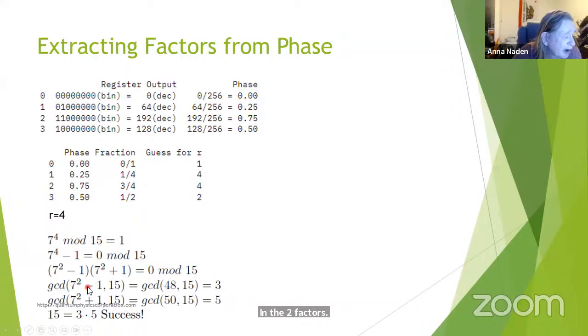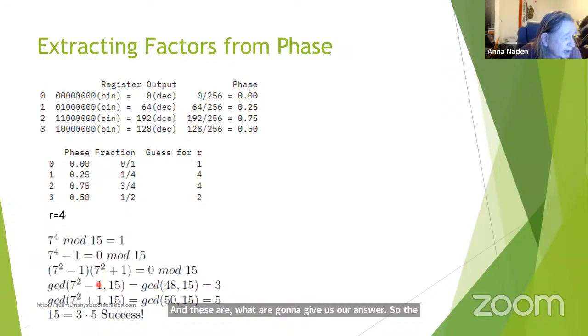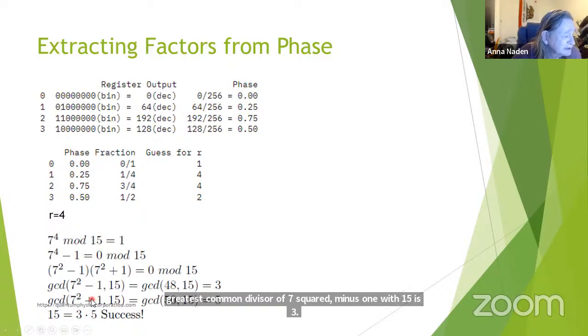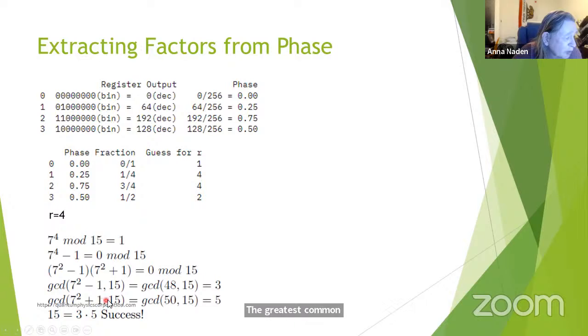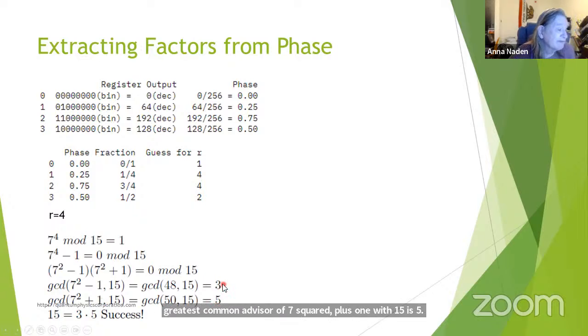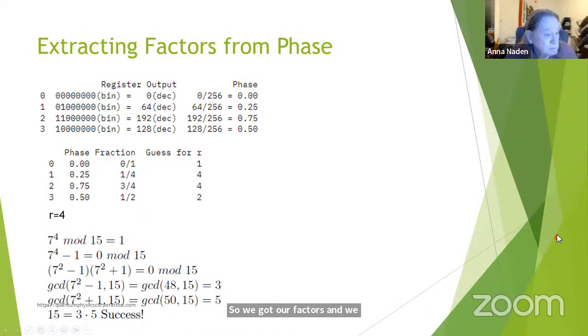So the greatest common divisor of 7 squared minus 1 with 15 is 3. The greatest common divisor of 7 squared plus 1 with 15 is 5. So we got our factors and we succeeded. Are there any questions or comments?